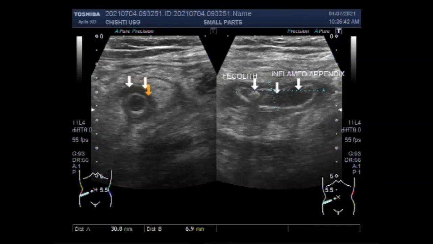Appendicitis symptoms develop quickly from onset of this condition. Early symptoms include pain near the belly button, loss of appetite, nausea and vomiting, and a low fever.